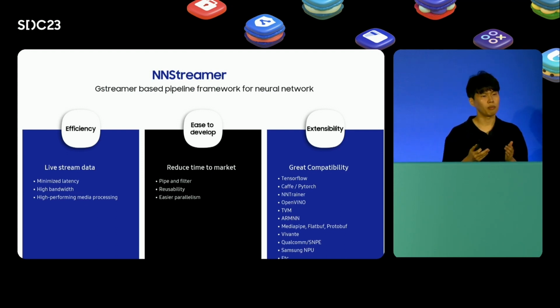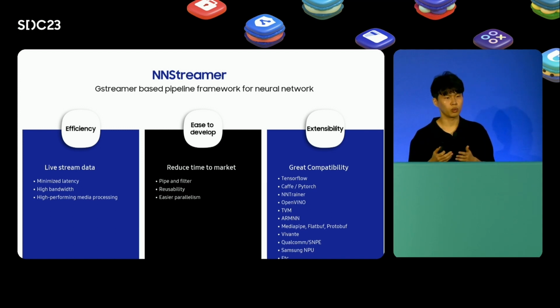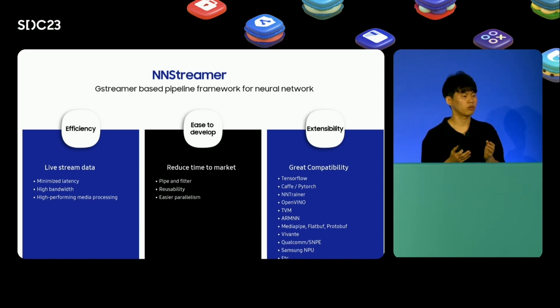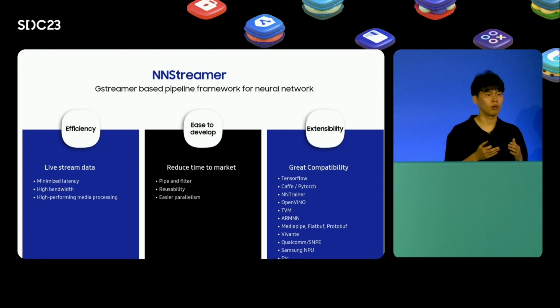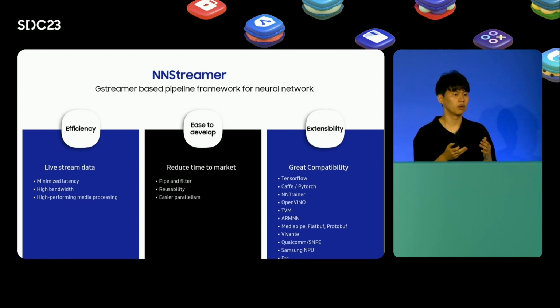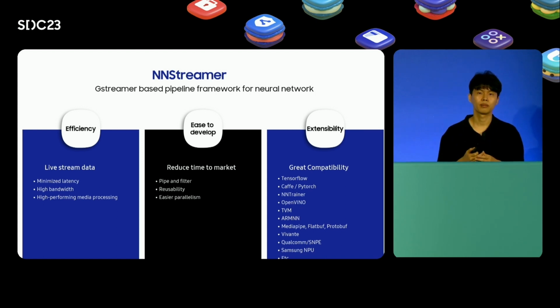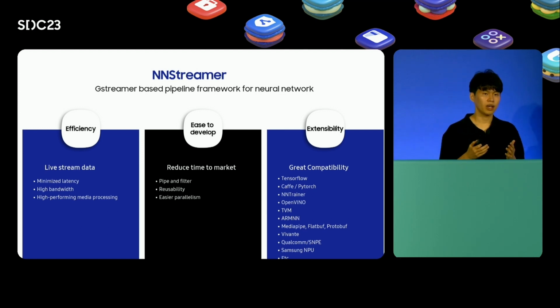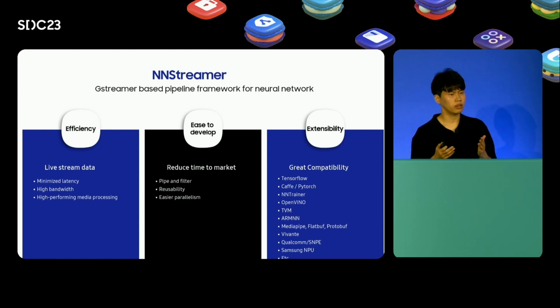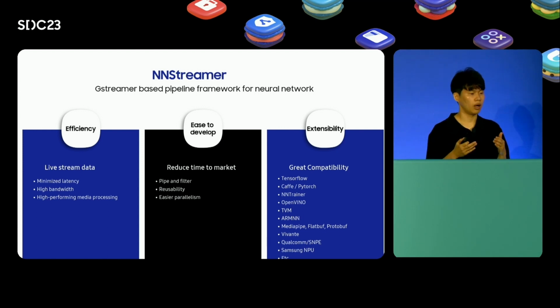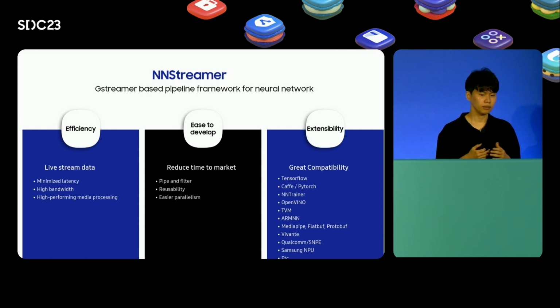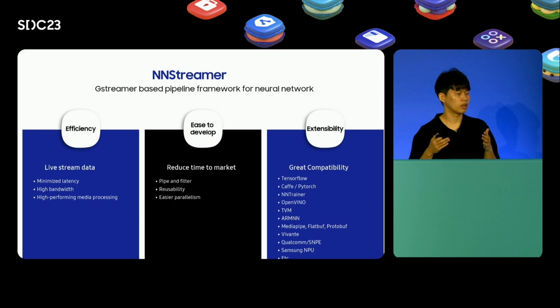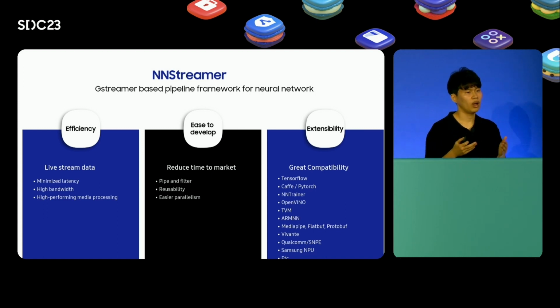NNStreamer is a GStreamer-based pipeline framework for neural networks. For those who are not familiar with GStreamer, GStreamer is an open source project to process multimedia data, and televisions, broadcasting systems and multimedia applications use GStreamer. By extending GStreamer, NNStreamer reuses the multimedia filters for AI applications, so you can process live stream data with higher efficiency.